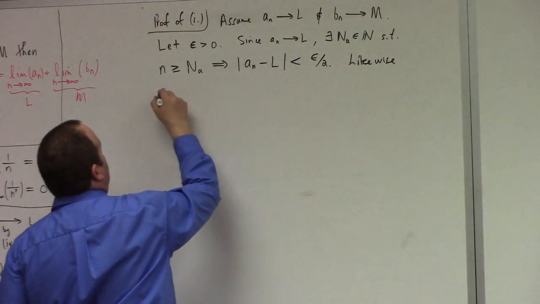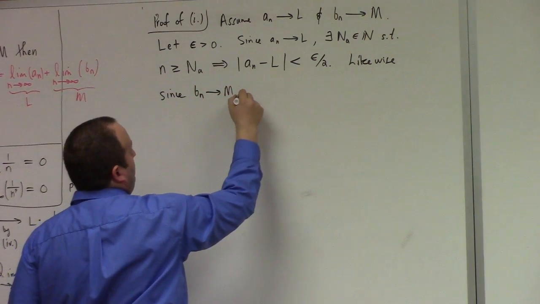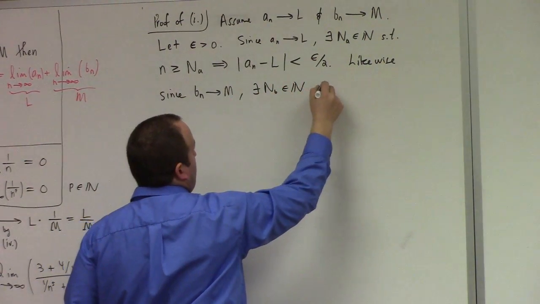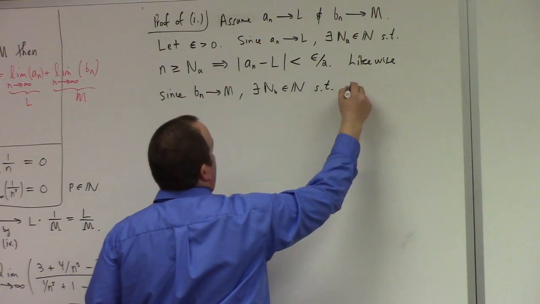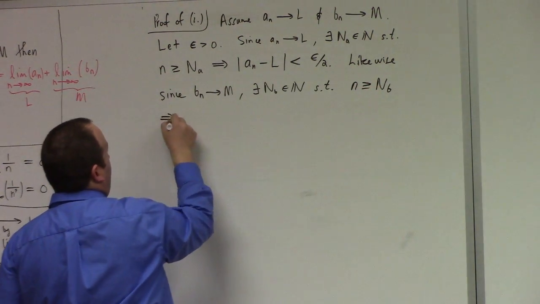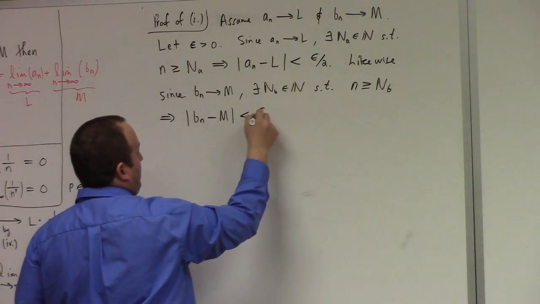Likewise, since b sub n goes to M, there exists N sub b in the natural numbers such that n greater than or equal to N sub b implies that the absolute value of b sub n minus M is less than epsilon over 2.